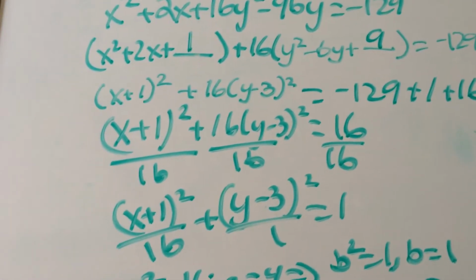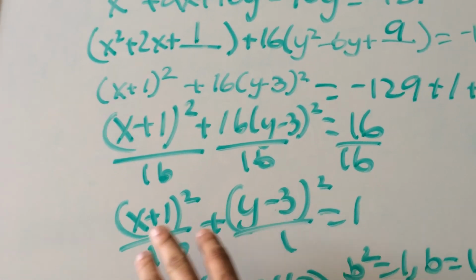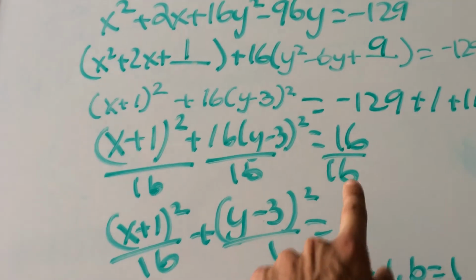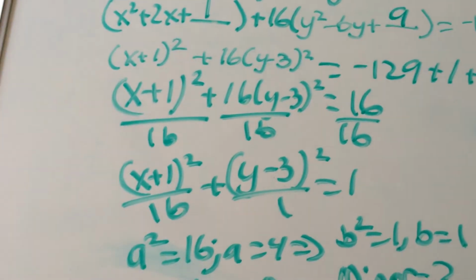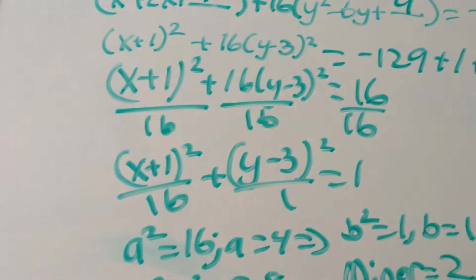Remember, this is the equation of an ellipse, which means we want this to be x minus h squared plus y minus k squared, both over a squared and over b squared. We want it to equal 1 over here, that is the key. So that's how I knew to divide by 16. So this becomes over 16. This 16 and 16 cancel out, so it's over 1.